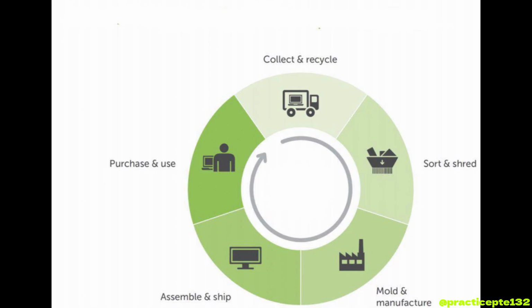The following graph gives information about the closed-loop recycling process. It shows how the process is done. The steps include collect and recycle, sort and shred, mold and manufacture, and so on. According to this graph, the first step is to collect and recycle. Then, sort and shred is the second step.